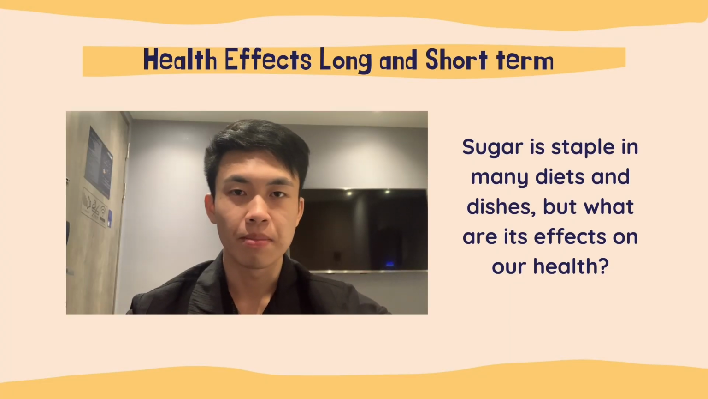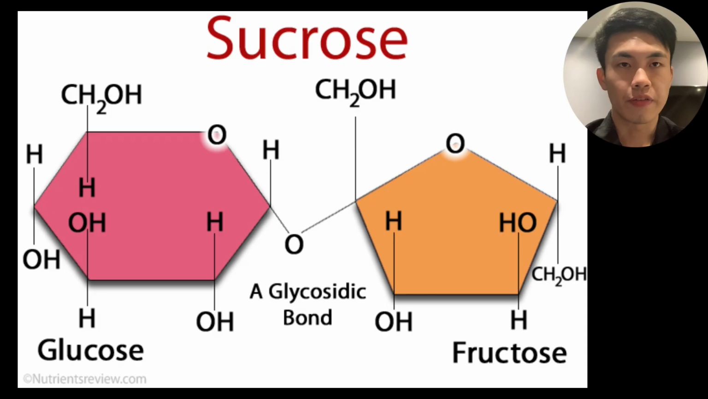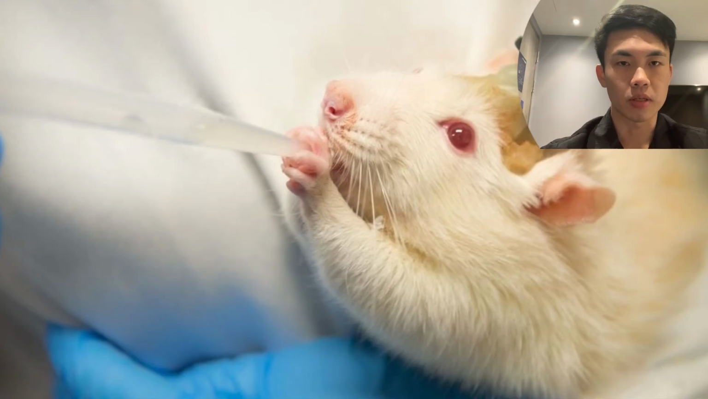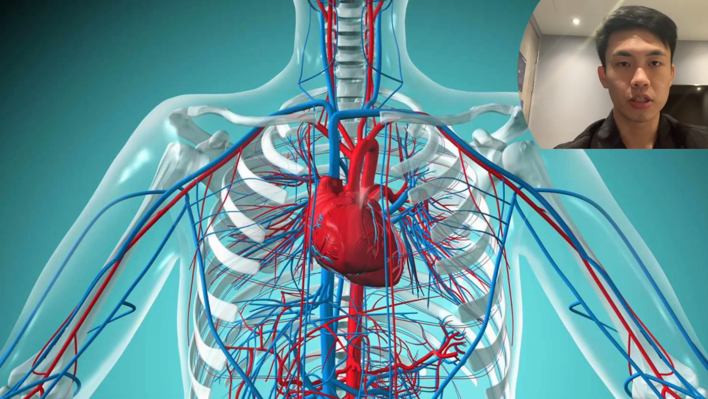Sugars are a staple in many diets and dishes, but what are its effects on our health? Refined sugars such as sucrose are commonly used in various food products. In a study published in the National Center for Biotechnology Information in 2022, the article highlights several health concerns associated with their consumption. An animal study cited in the article found that rats consuming 8% sucrose solution developed tachycardia and hypertension within 1 week, indicating a potential link between high sugar intake and cardiovascular issues.